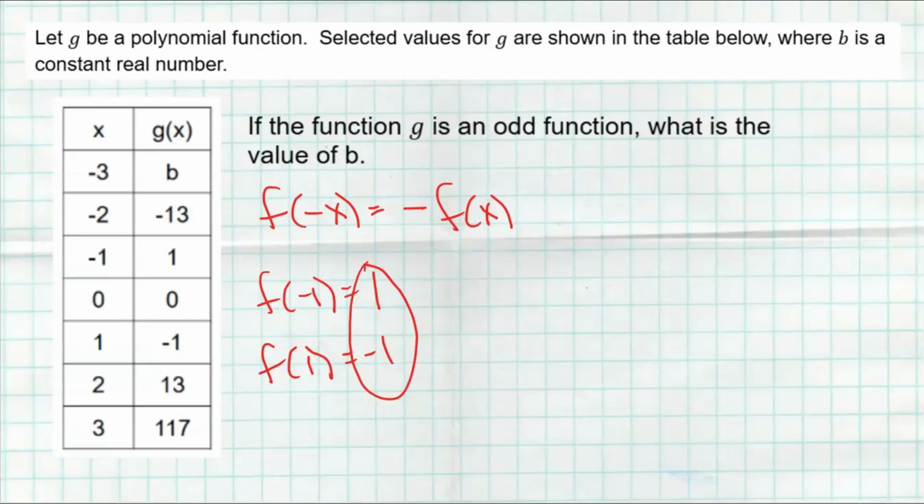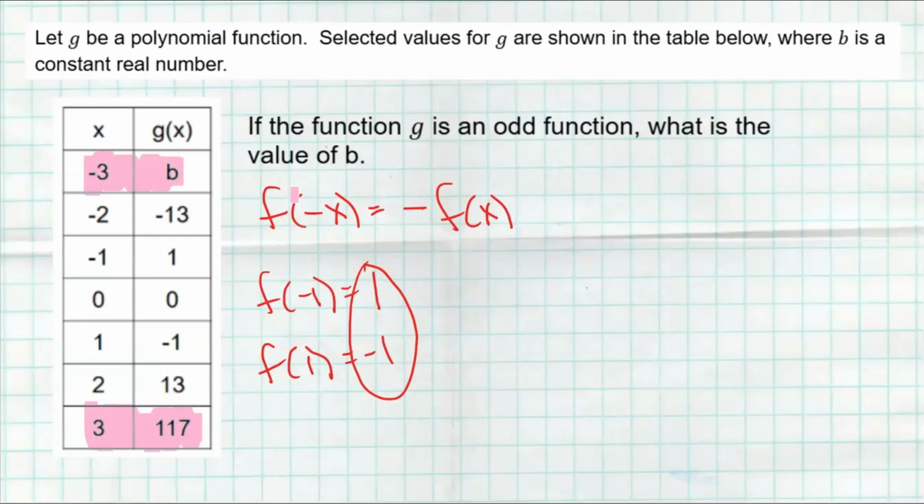And the same thing is true for 2 as well. When I plug in +2 and -2, I get opposites. One is 13, one is -13. That is what makes an odd function. So now to figure out what is the value of b, if this is still an odd function, which is not just true for a couple points, it's true for all points, we're going to look right here. We already know that f(3) is 117.